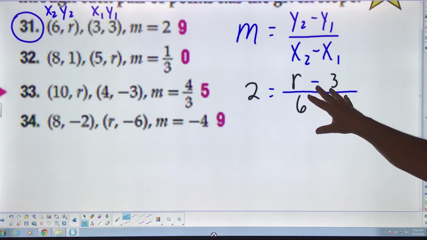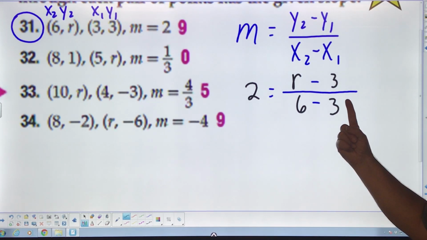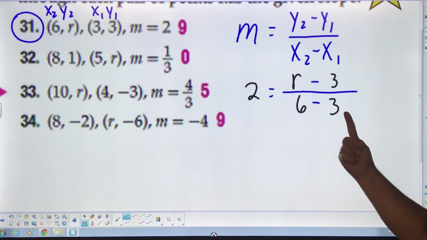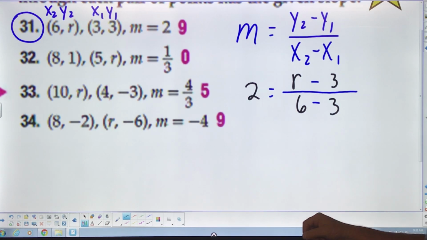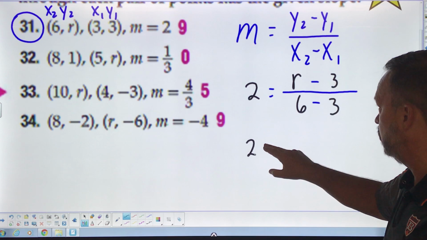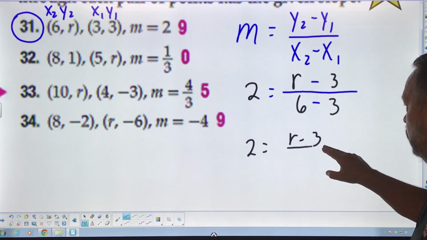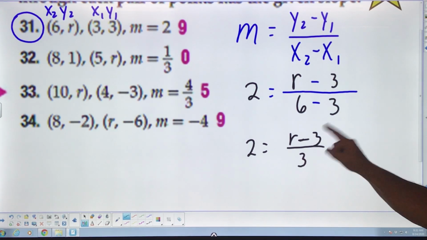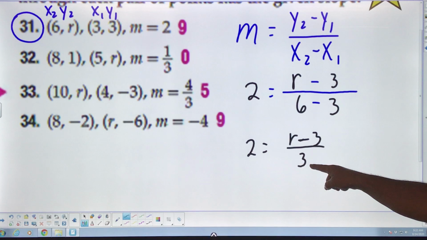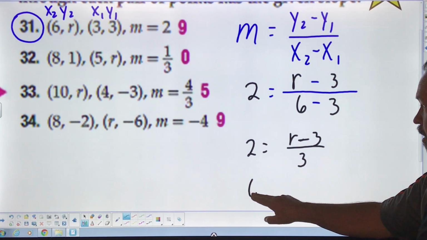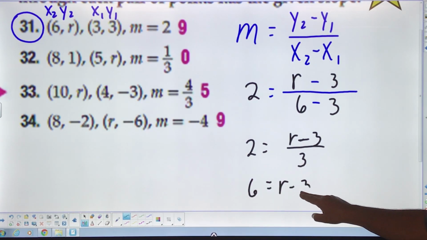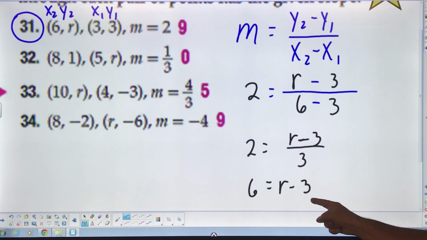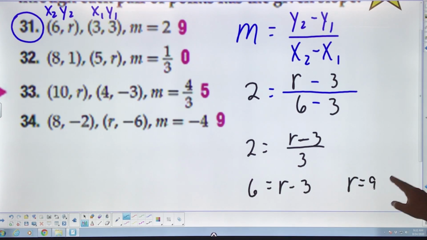Now, look what I've got. I've got an equation with one variable, r, that I need to know the value of. So let me clean that up just a little bit. 2 is equal to r minus 3 over 3. If I want to solve this equation, I'll get rid of this division by 3. We multiply both sides by 3. And then I would add 3 and find out that r is equal to 9.